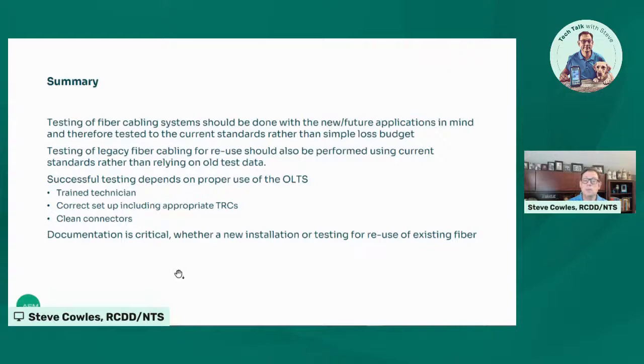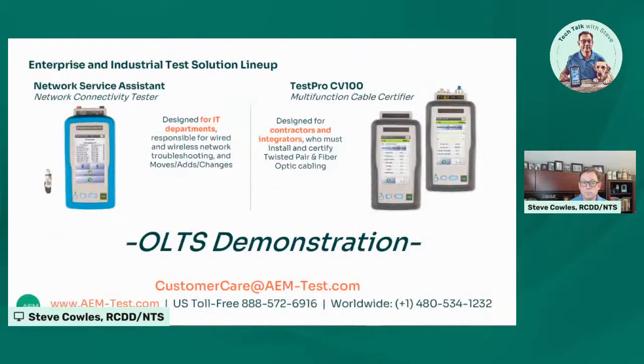And again, documentation is critical. Whether it's a new installation or you're testing for reuse of some of your existing fiber, it's always important to have that documentation, whether it's just for the end user or part of a warranty, or again, as I mentioned, to protect the contractor, so they can show that it was working when they installed it. Those are all the reasons that you want to have that documentation. So make sure that you've got that documentation.